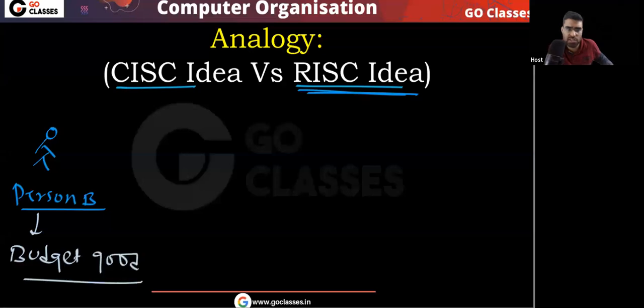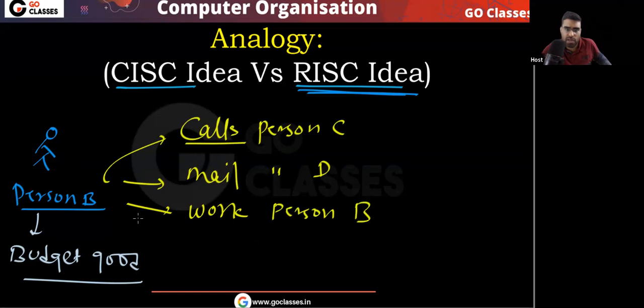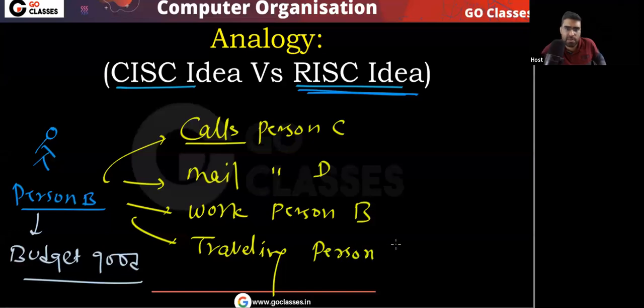So now in this situation, what can this person do? Tell me what this person can do. The person can hire someone for calls, let's assume some person C. Yes or no? For mails, this person can hire person D. For the actual work, person B himself can do it. And if some traveling needs to be done, he can hire some person, maybe E. Are you getting my point? Is this clear? Okay, so this is the idea of RISC.